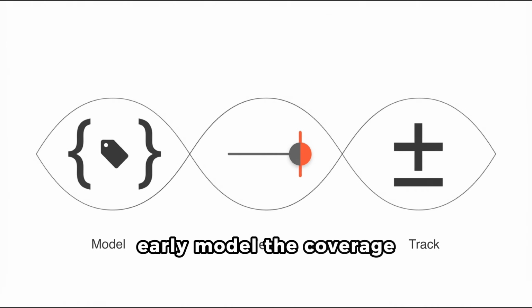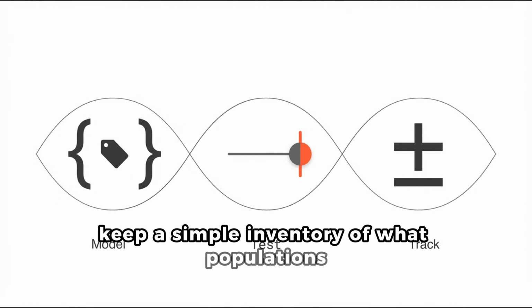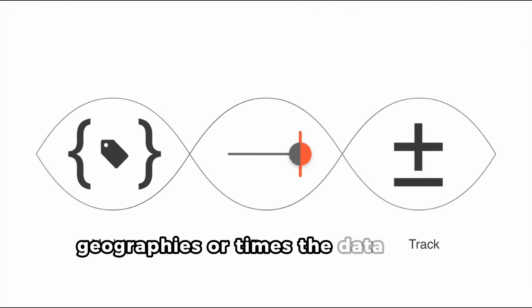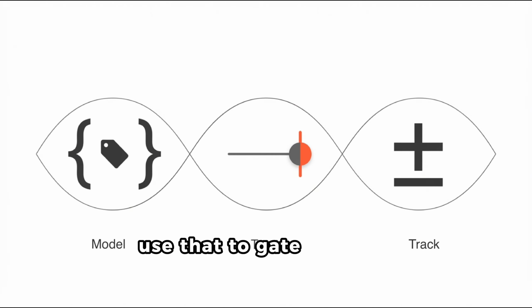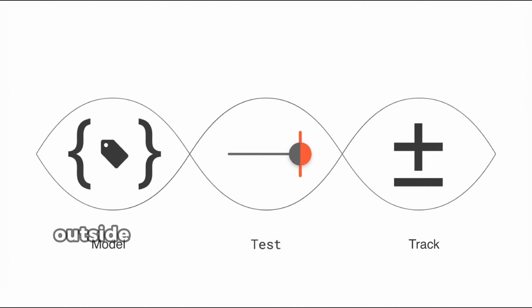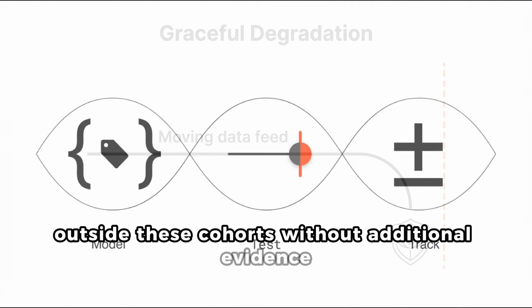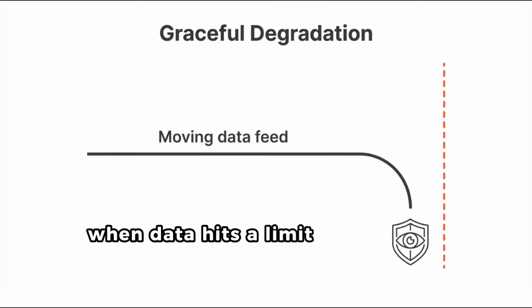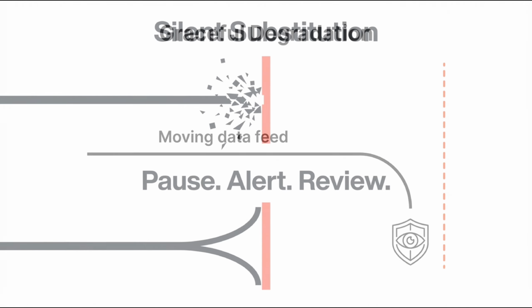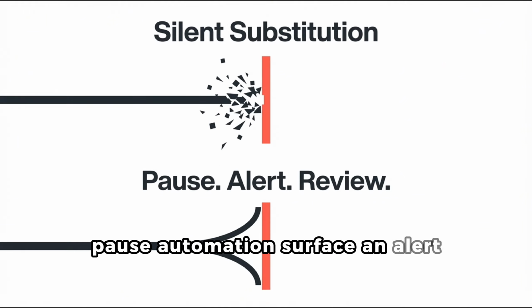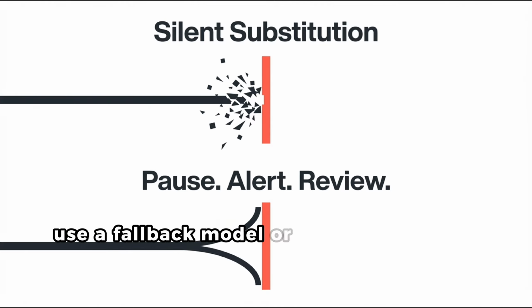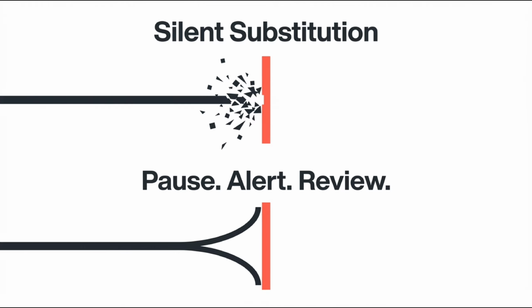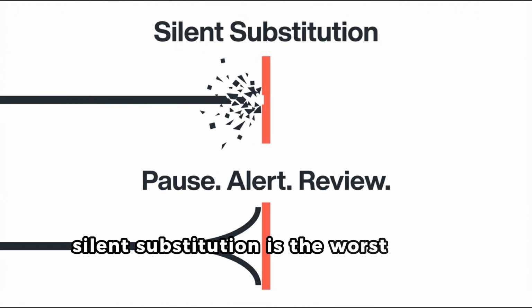Model the coverage. Keep a simple inventory of what populations, geographies, or times the data covers. Use that to gate analyses. Do not generalize outside these cohorts without additional evidence. Design graceful degradation. When data hits a limit, choose safe behaviors. Pause automation, surface an alert, use a fallback model, or route the case for human review. Silent substitution is the worst option.